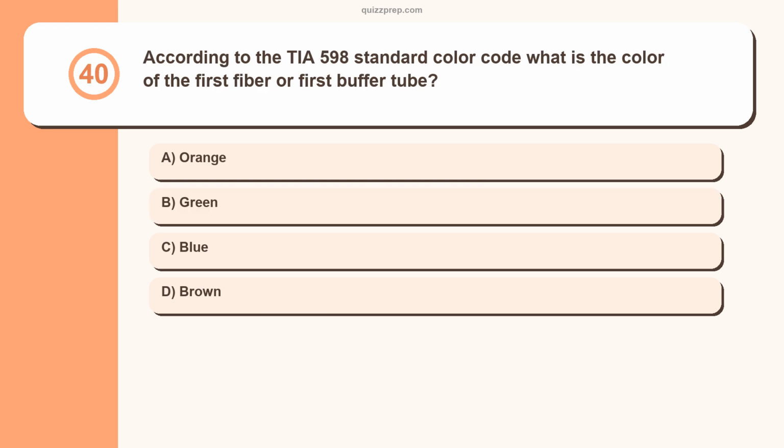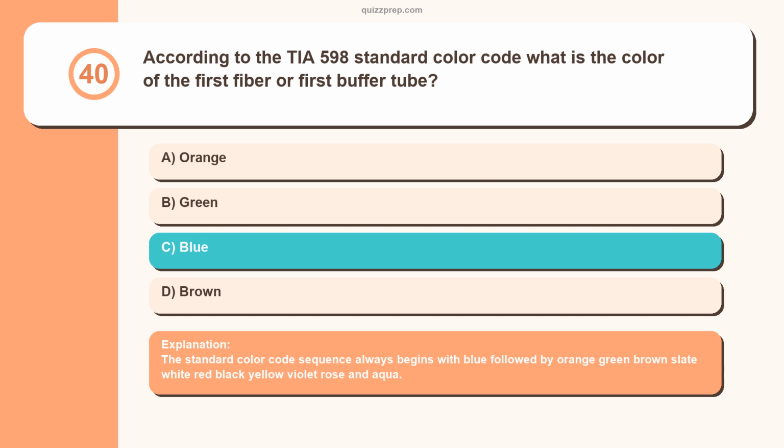Question 40. According to the TIA 598 standard color code, what is the color of the first fiber or first buffer tube? Orange, green, blue, brown. The standard color code sequence always begins with blue followed by orange, green, brown, slate, white, red, black, yellow, violet, rose and aqua.